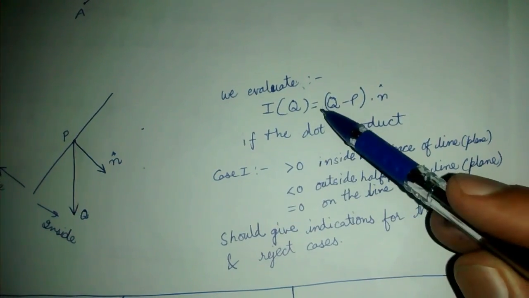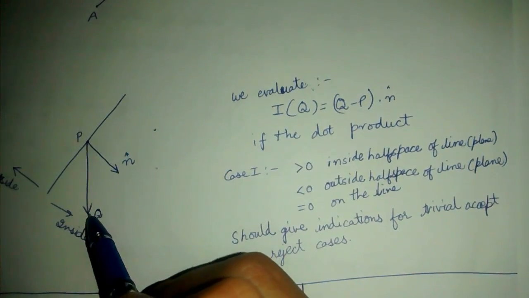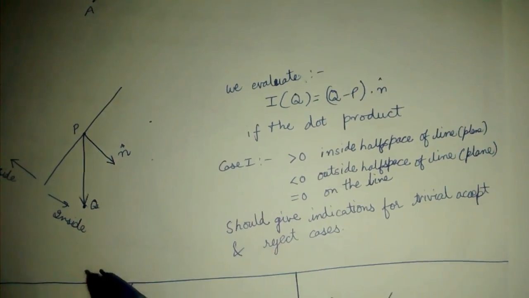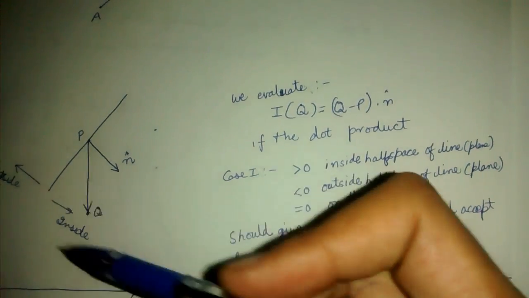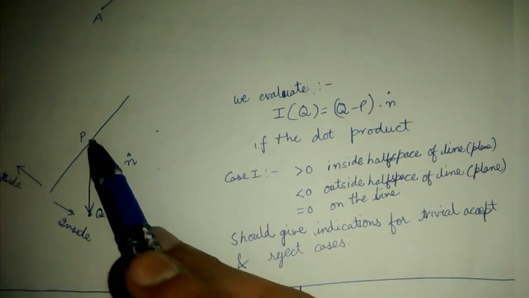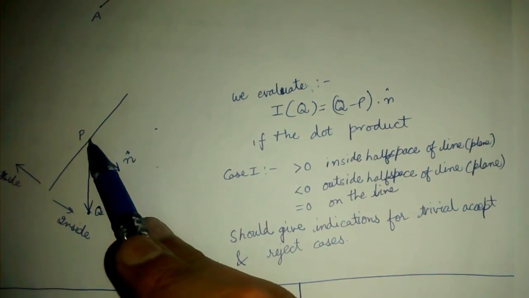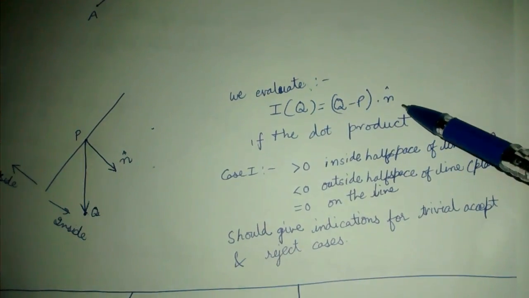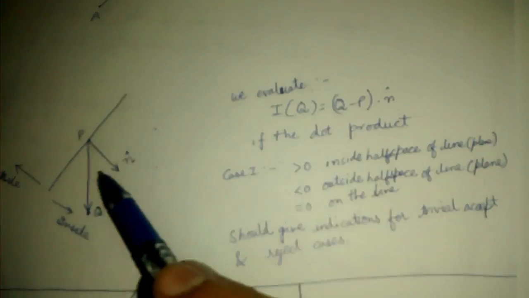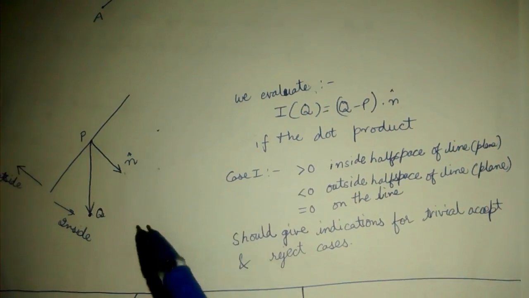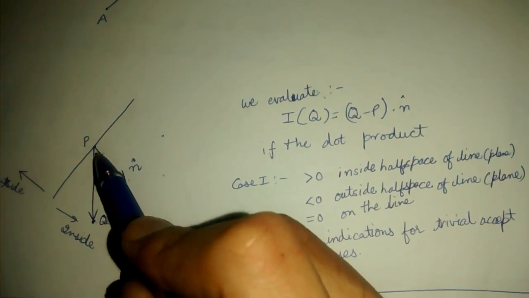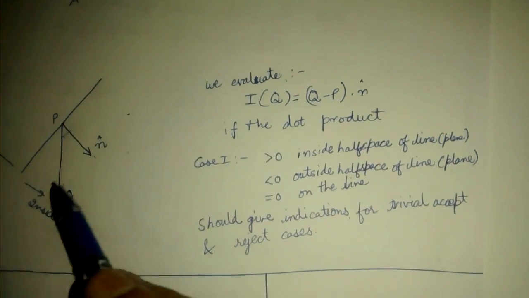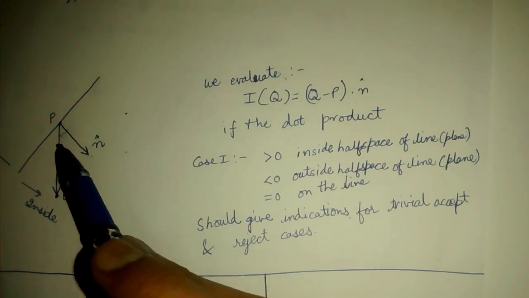Let's define I(Q) equal to (Q minus P) dot n cap, where Q is any point about which we want to find whether it lies inside or outside the polygon, and P is the point on the edge from where the normal is drawn. This vector dot product with this vector, because this angle is acute, will be positive, because the dot product of two vectors is positive if the angle between them is acute.